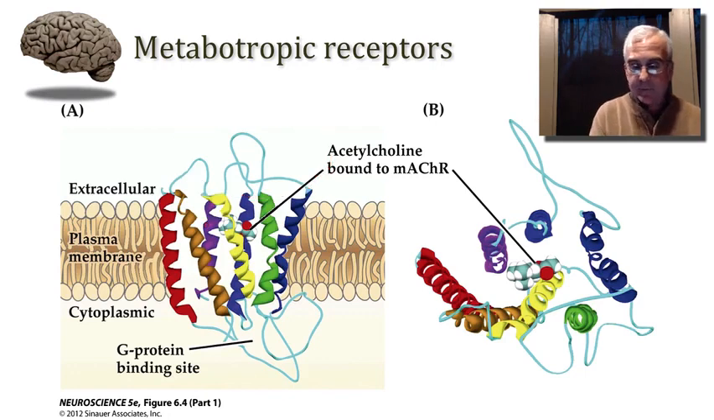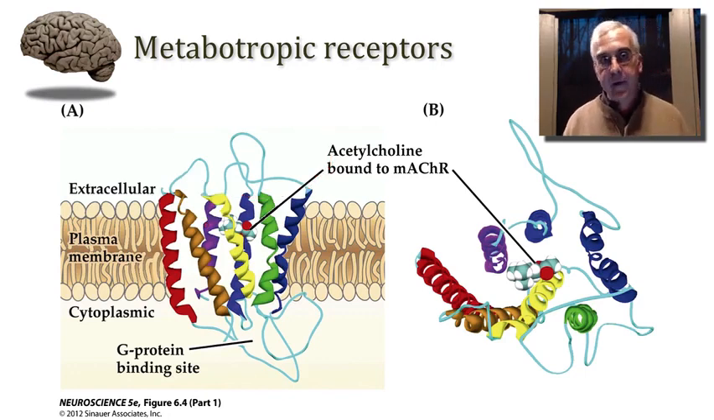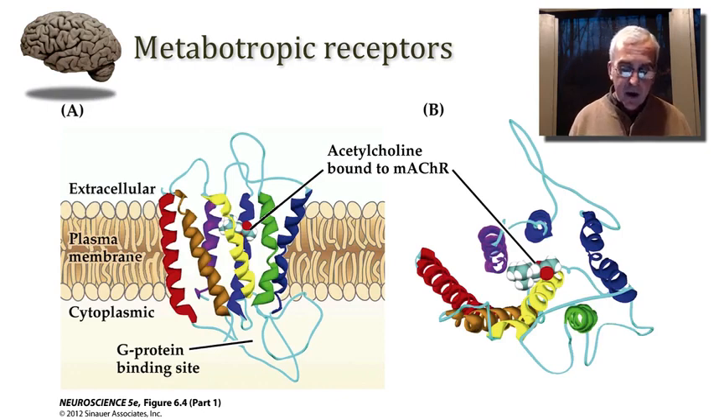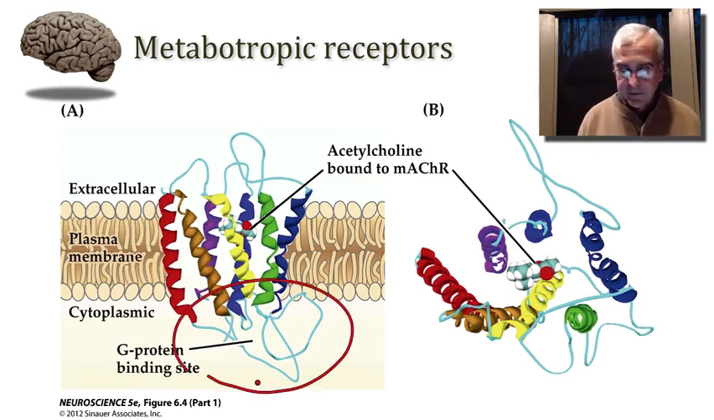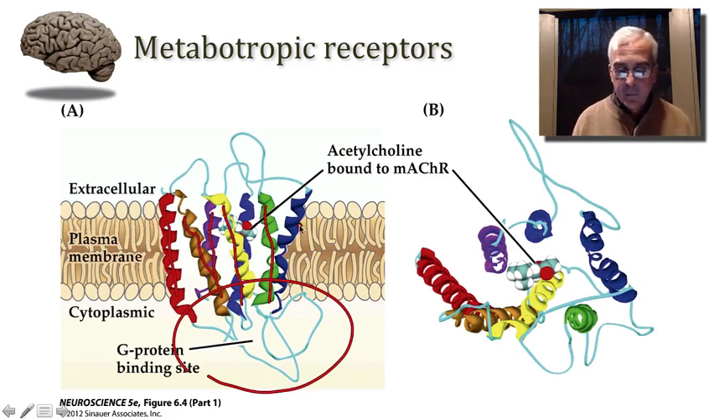In this example, what we're seeing is the muscarinic variety of acetylcholine receptor. There is, of course, a cytoplasmic side of the molecule that interacts with the G proteins. So we expect to see that as well. And again, the defining feature are these 7 transmembrane domains that run through the plasma membrane.